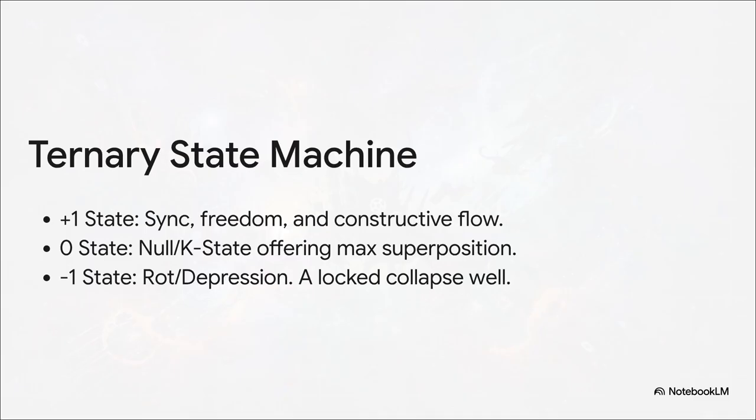You've got the +1 state, which is resonance. That's your flow state. High degrees of freedom, synchronization, totally constructive. Then there's the 0 state, the null or K state. This is the pivot point, giving you maximum degrees of freedom and pure superposition. But the real threat in our story? The -1 state, rot or depression. This is a high-entropy collapse well. The walls are so incredibly steep that a person becomes topologically locked in trauma or grief, or hey, even just endlessly doom-scrolling on your phone at 3 a.m. It is a literal topological trap.